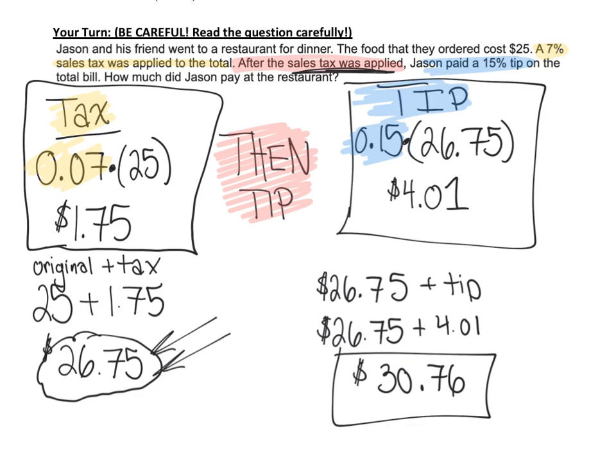So again, make sure to read questions carefully. If it says a certain percent was applied and then something was done, make sure to do it step by step. Don't just say, oh, well, 7 plus 15 is 22, I can just do 22%. Because we need to do it step by step.